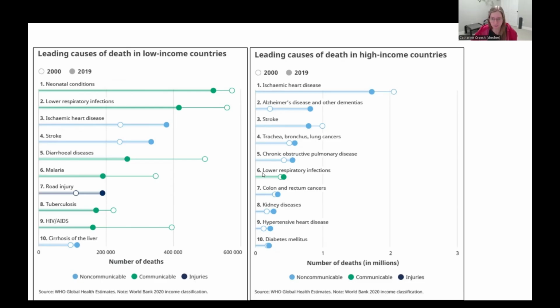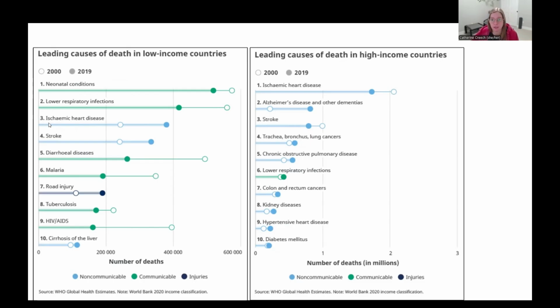heart disease. And then if we look at low-income countries, the top 2 are communicable. Neonatal conditions, neonatal is very small infants, babies, and then lower respiratory infections are 1 and 2. These are treatable and preventable, and it would decrease the number of deaths if we had increased medical access.